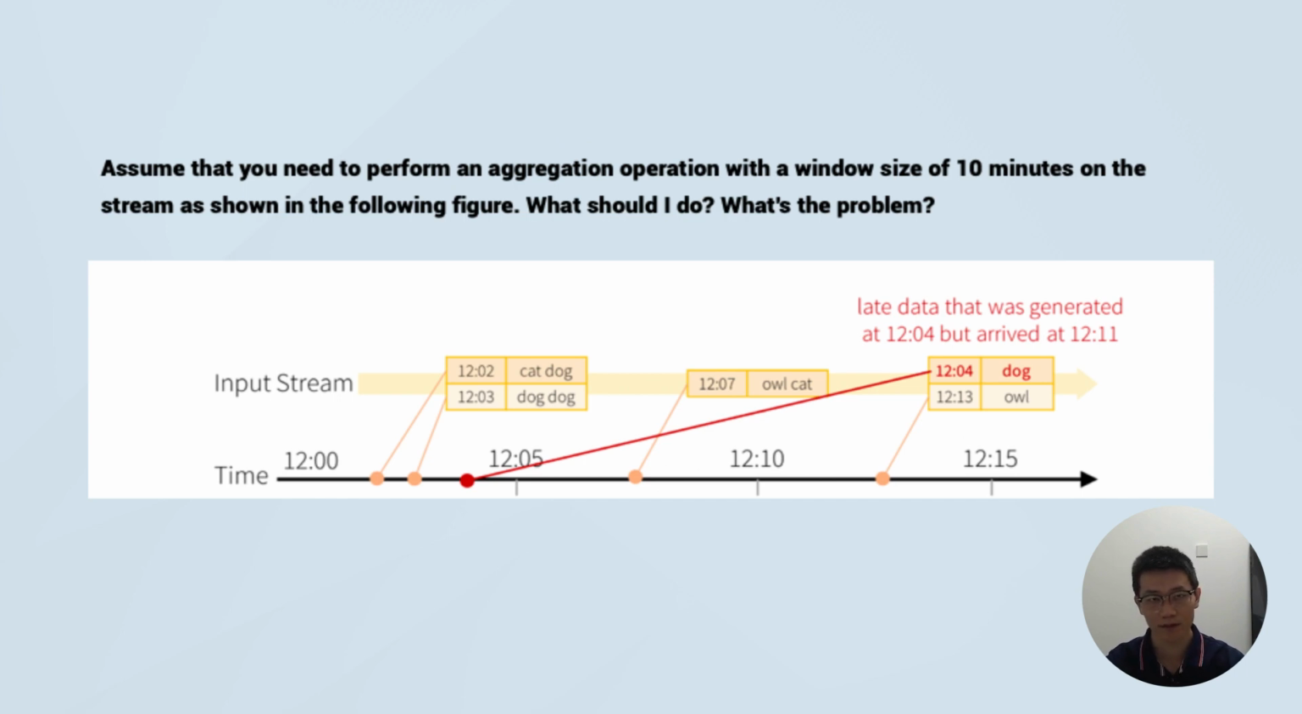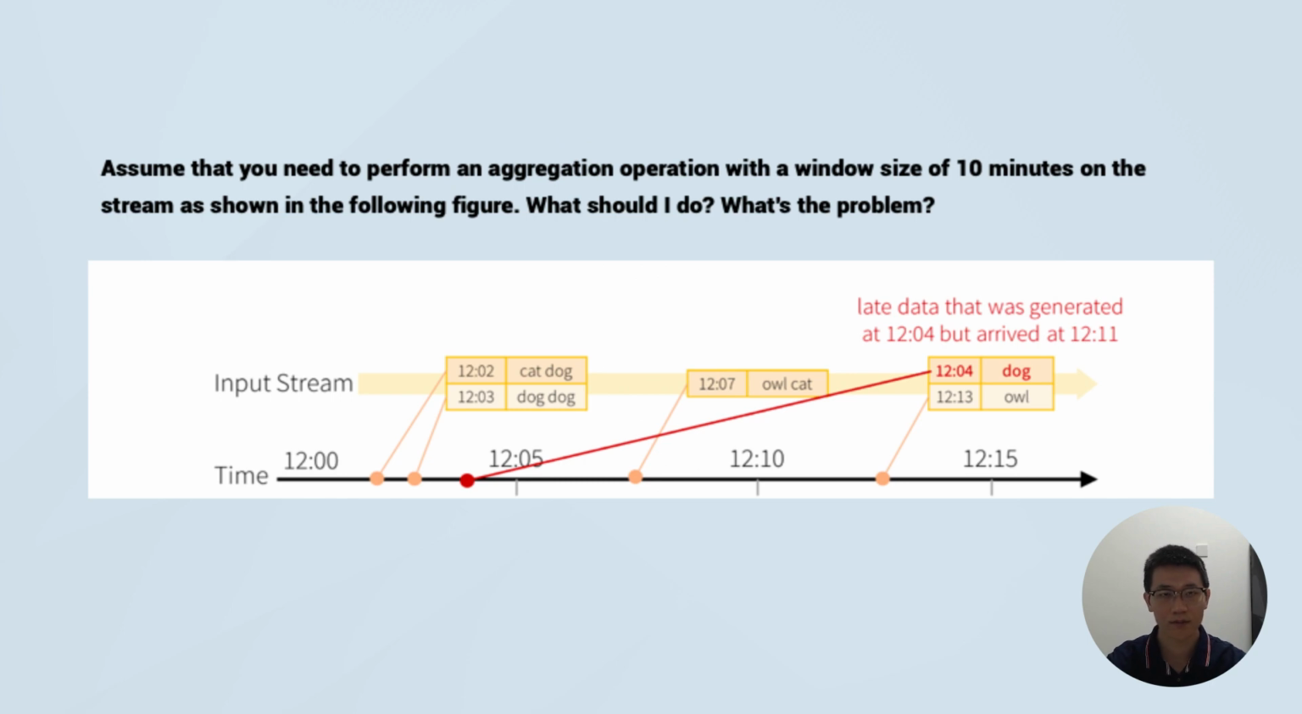By 12:15, we perform another count. However, we encounter a red data point at 12:04, which should have arrived earlier. We need to deal with this delayed arrival. After processing by 12:15, we handle the delayed data from 12:04, and dog now has a total count of 4. This is a simplified process.